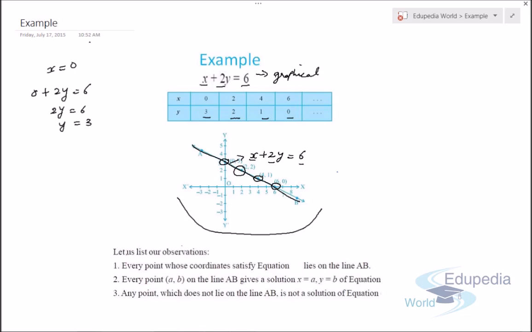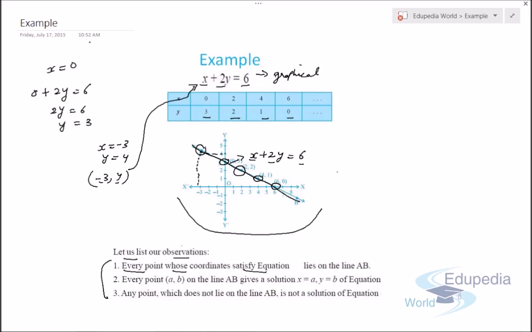Now let us discuss the observations from this question. We have 3 observations which are mainly important to discuss. The first is every point whose coordinates satisfy the equation lies on AB. Suppose we take A as the coordinate x as -3 and y as 4, so the coordinates are (-3, 4). What the first point is saying is that this point (-3, 4) is also a solution of this equation.